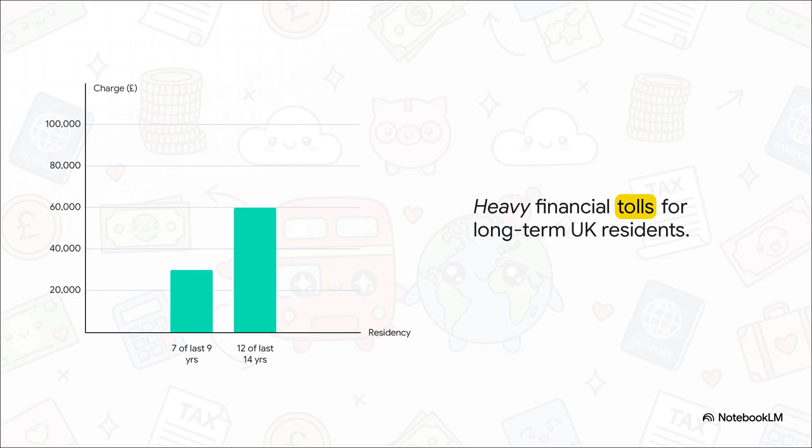For long-term residents, the cost of the remittance basis gets much heavier. If you've been a UK resident for 7 out of the last 9 years, you have to pay a £30,000 flat charge just to use the remittance basis. And if you've been resident for 12 out of the last 14 years, that charge completely doubles to £60,000. So yeah, these are heavy financial tolls.